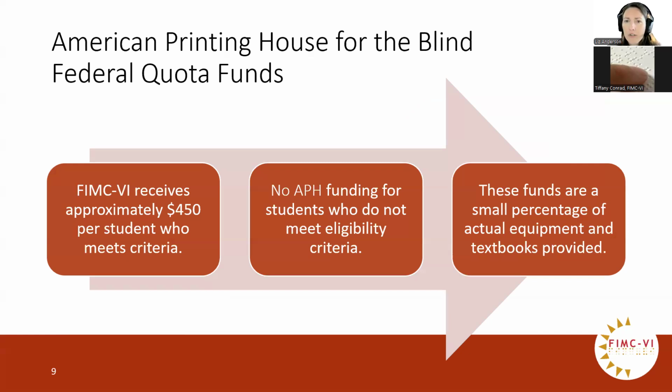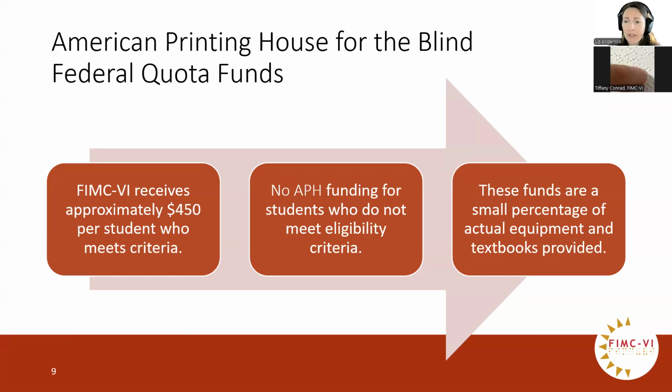All right, so the federal quota funds that are generated, FIMC receives approximately $450 per student who meets the criteria. Because that amount of, let me back up. So because APH changed their eligibility to expand it to more students, which we'll see what that expansion was and who's involved in that, included in that. Our amount, which this year was $450, it is going to go down a little bit.